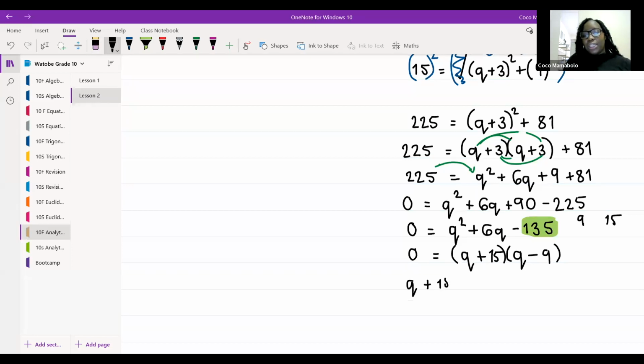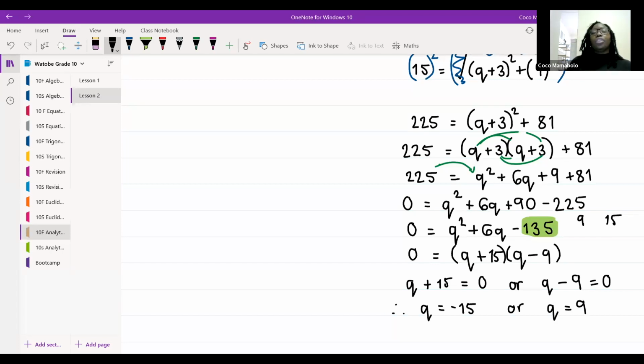Q plus 15 is equal to 0. Or Q minus 9 is equal to 0. All right. Therefore, Q is equal to minus 15, or Q is equal to positive 9. Those are the 2 answers we were looking for.